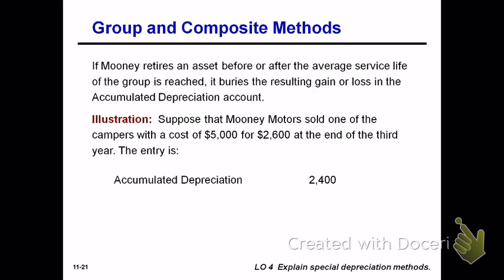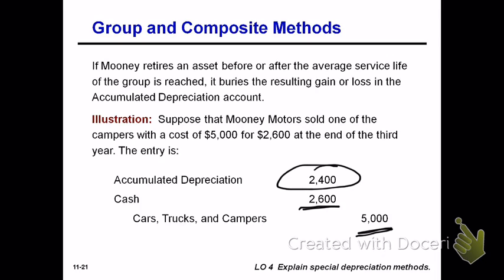So when that happens, in this example, they're going to sell one of the campers. It had a cost of $5,000. They sold it for $2,600 at the end of the 3rd year. So we're going to figure out what the depreciation was for the 3 years, but we're not going to take all of that off. Basically what we're going to do is take off the cost, record the cash, and according to the amount of accumulated depreciation, if we match it up, you might have a gain or loss, but we don't want to have a gain or loss, so we're just going to plug this number so that there is no gain or loss recorded.